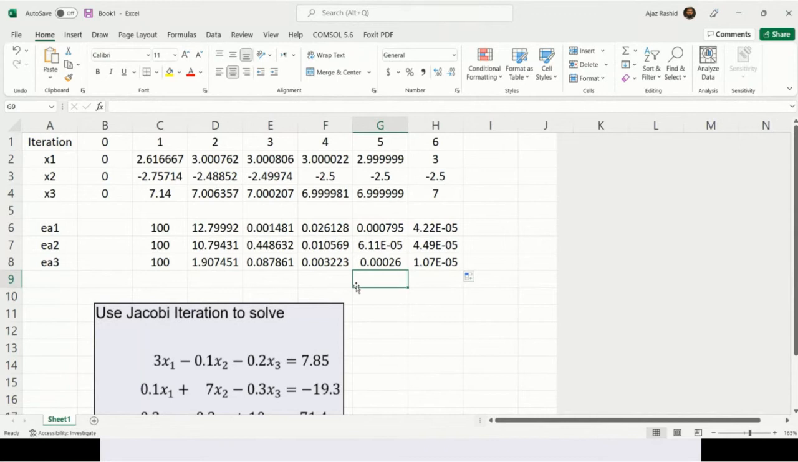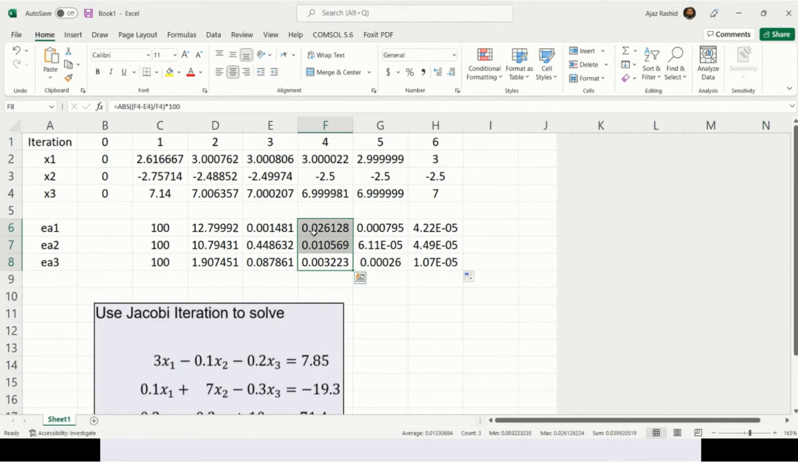Then we got 12.8, 10.8, 1.9. After that, we see we have 0.001, 0.4. So if we are just going to stop on 1%, we have reached 1% stopping criteria here. If you want to stop at 0.1, then this one is above 0.1, so you can't stop here, although the others are less than 0.1. In this iteration, you have gone below 0.1% also, so you can stop here.